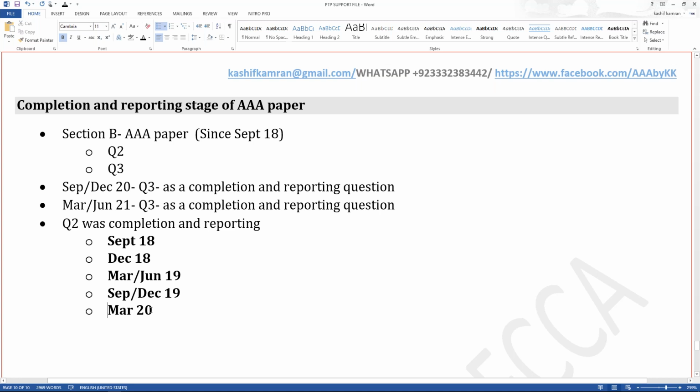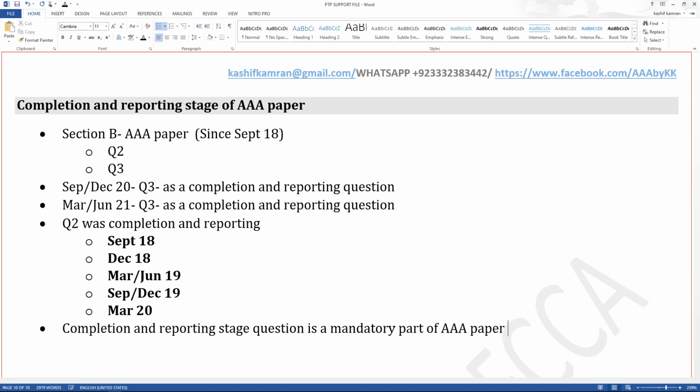Now, irrespective of whether you get a completion and reporting question in question 3 or 2, you have to understand that a completion and reporting stage question is a mandatory part of the 100 marks AAA paper, just like a question on audit risk and risk of material misstatement, or a business risk. So just like you have a default question number 1, you have a default question on completion and reporting. But I think the examiner has now made the right track of the AAA paper. The first question is a planning question, and the last question is a completion and reporting question, which is very logical. And the middle question, question number 2, can be from anywhere in the syllabus. The middle question can test any syllabus area.